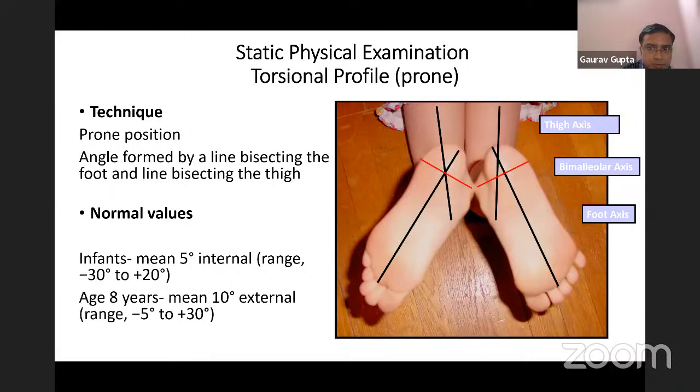Then we assess the torsional profile, and for this we make the child prone and we flex the knees to 90 degrees. We measure the bimalleolar axis by a line bisecting both the malleoli, and we measure the thigh axis, and the angle between them is known as the thigh foot axis. Normally it can be between minus 30 to plus 20 in infants, or between minus 5 to plus 30 in children with more than 8 years of age. On the basis of these measurements, we can see whether this is increased or not.